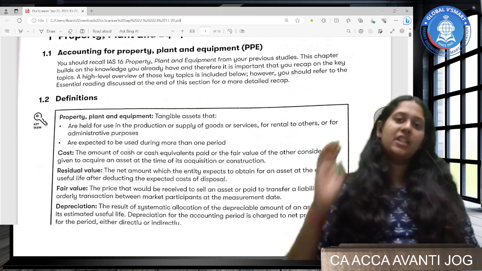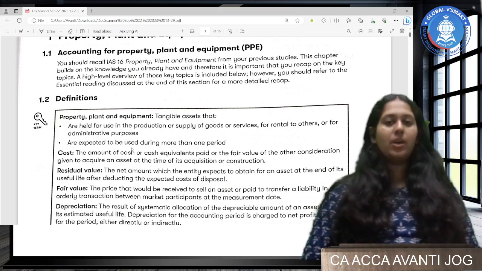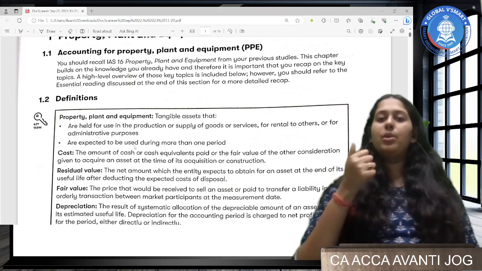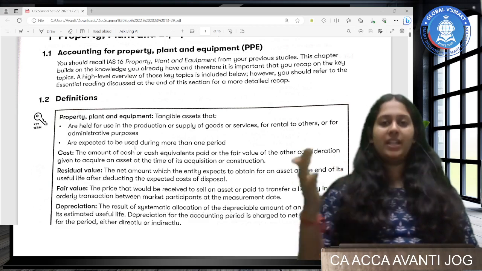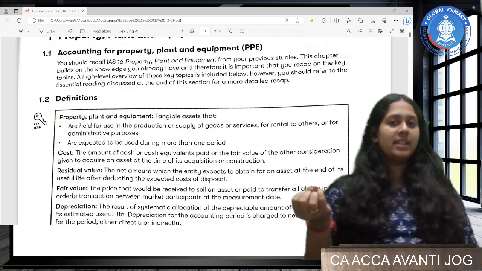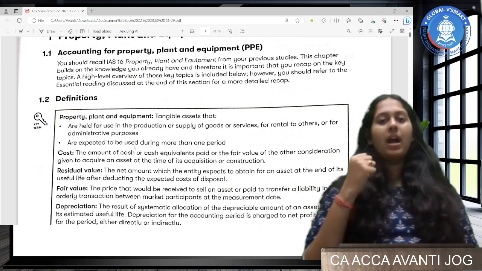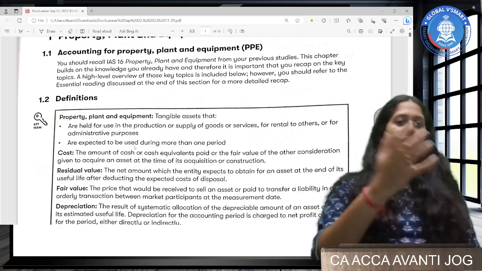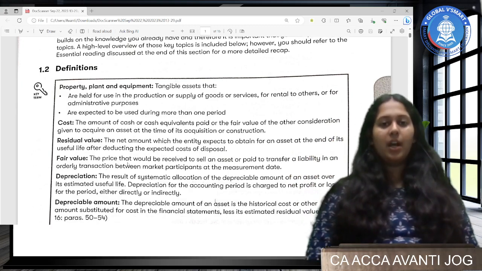And why do we study this chapter? This chapter is to help us understand how to do the valuation of all of these fixed assets, how to measure their value, when to recognize them, how to recognize them, how to do their presentation, their disclosure, and so forth. So what exactly are plant, property and equipment?